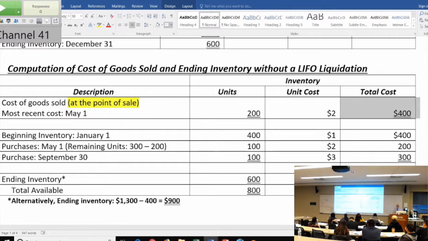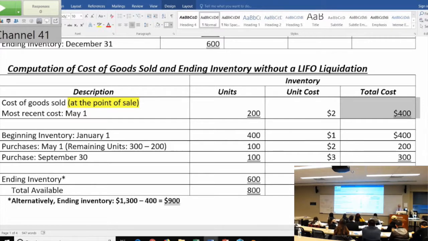So if we look at the first case with no liquidation, cost of goods sold is 400, and ending inventory is 9, and that's the total available, 13. And I'm doing this to make sure you keep in mind you always have to come up with the total available.